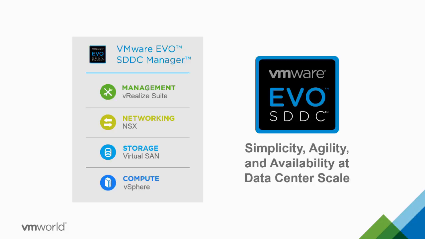So what you get out of that is lots of simplicity because you are not investing in multiple tools, multiple points of control. You get agility because everything is virtualized based on industry-standard x86 based hypervisor like ESX and vSAN and NSX. And you can also start applying policies for availability and so on at data center scale using EVO SDDC Manager.